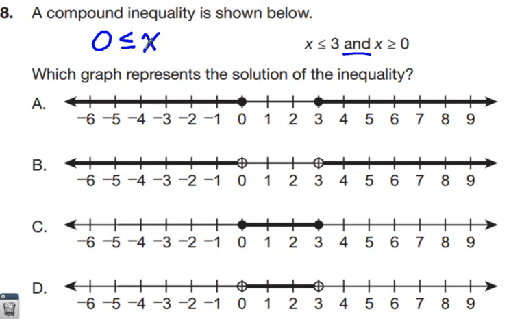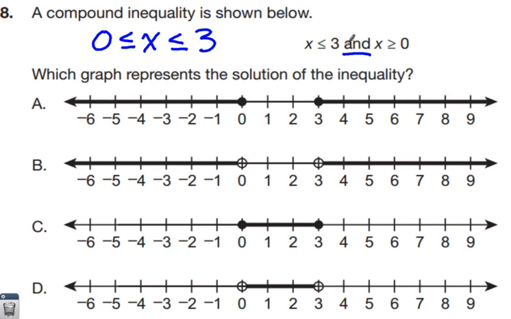Okay, I'm actually sort of surprised that the inequality wasn't given to you like this. So x is less than or equal to 3 right there. x is greater than or equal to 0. Well, in other words, 0 is less than or equal to x. Isn't that another way to say x is greater than or equal to 0?